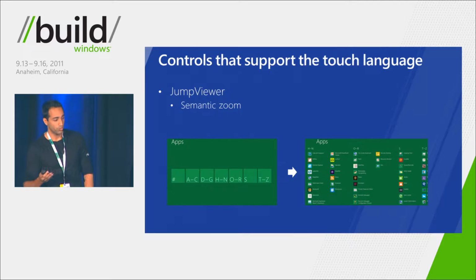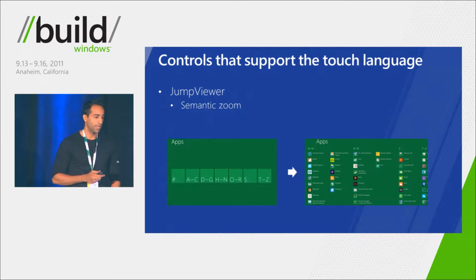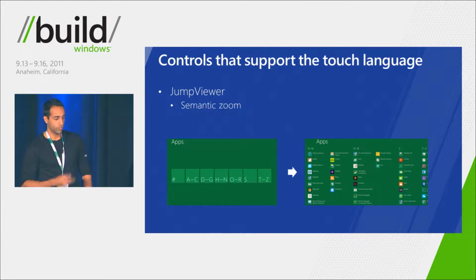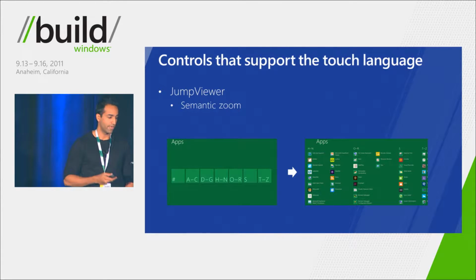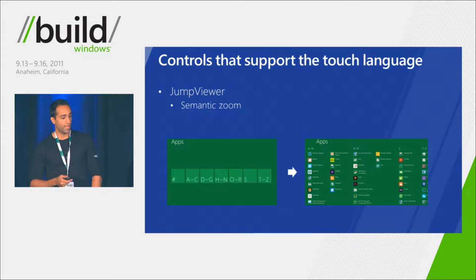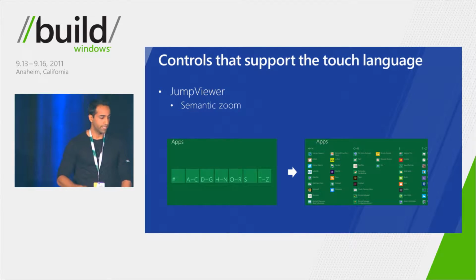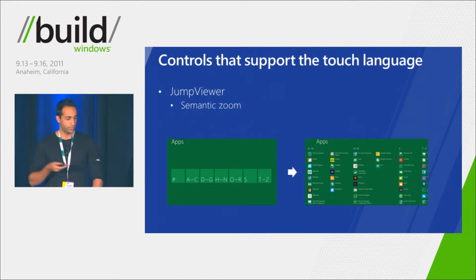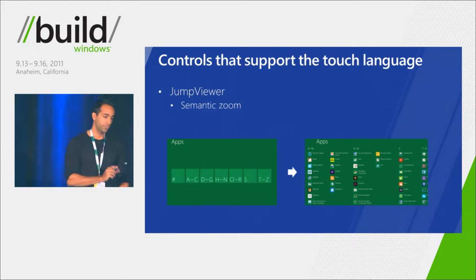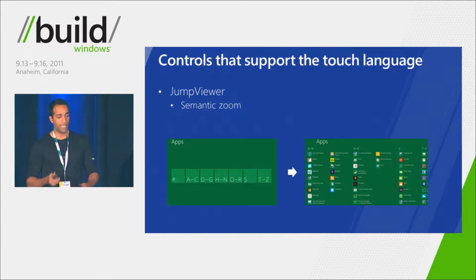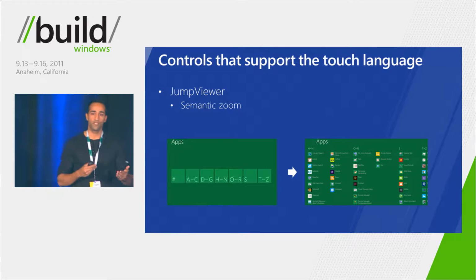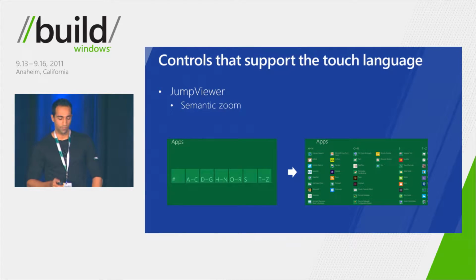The final control, and also the second type of zoom in Windows 8, is the jump viewer, and it supports semantic zoom. So I'm sure you've seen this quite a bit. It's one of the value adds of Windows 8. If I have a large collection, I can pinch to zoom out and see a high-level representation of that data, the groups, and then I can tap or pinch to zoom in and see the actual group items. And from detecting the pinch to switching the views to running the animations, again, all that's built in out of the box using the jump viewer.